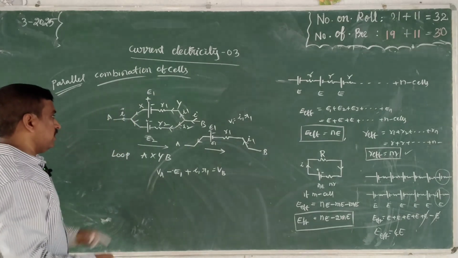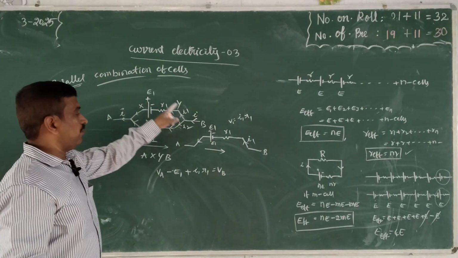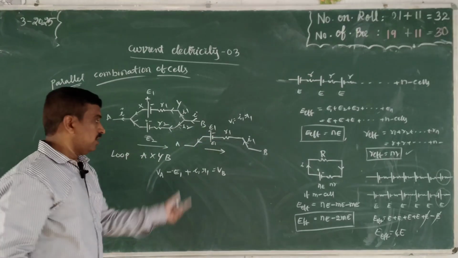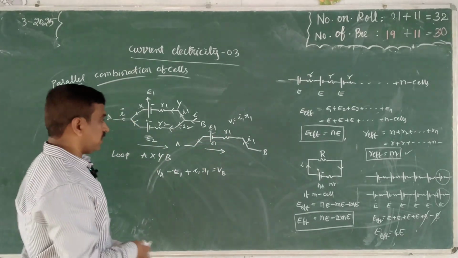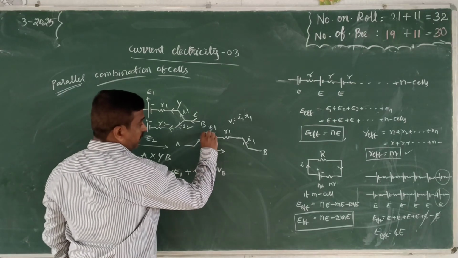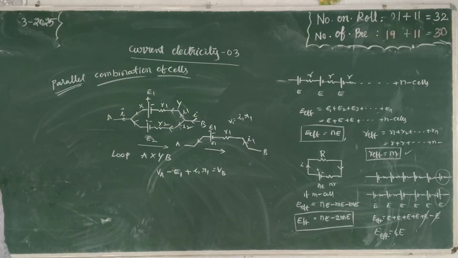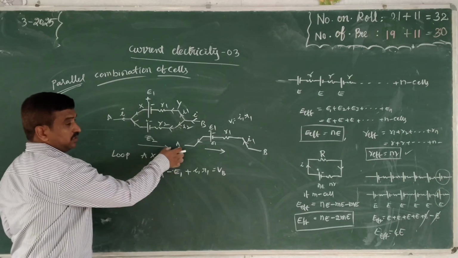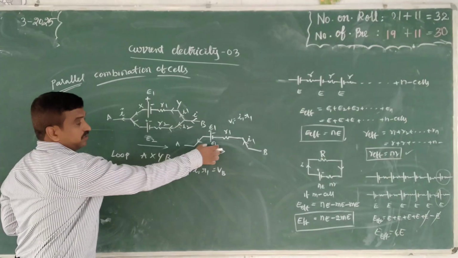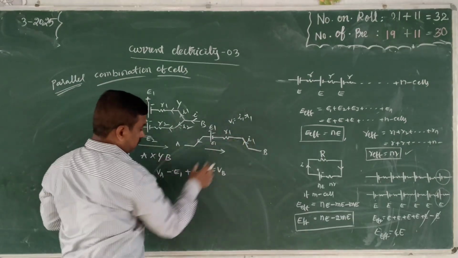Again listen here, we select one loop, A X Y B. In this loop A X Y B, the direction of current is B to A, and the loop is moving A to B. In that case the loop moves from higher potential to lower potential. Higher to lower means potential drop is there. Potential drop means we write minus E1. Here potential at A is VA, potential at the cell is minus E1, and potential at R1 is I1 R1. So I write here I1 R1.